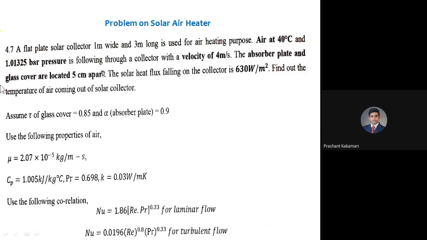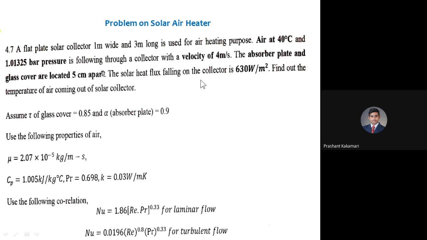Absorber plate and glass cover. Now they have mentioned it. If they have mentioned it, you can take this. Otherwise, if they have not mentioned it, you have to take this itself as the air channel, that 1 meter wide and 3 meters long. But when they have given the absorber plate and glass cover distance, that becomes the air channel. Otherwise, you have to mention whether the air is passing between the bottom plate and the absorber plate, or flowing between the glass cover and the absorber plate. Now, in this air heater, the absorber plate and the glass cover are located 5 centimeters apart.